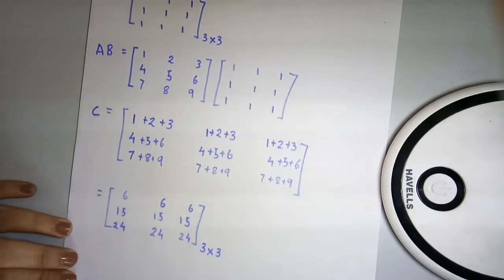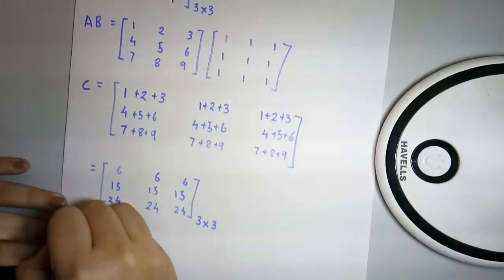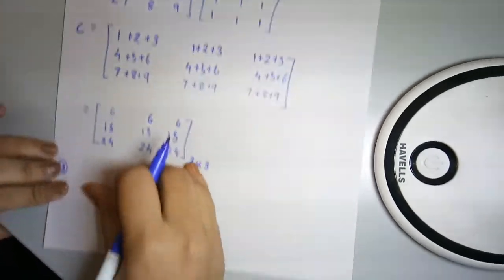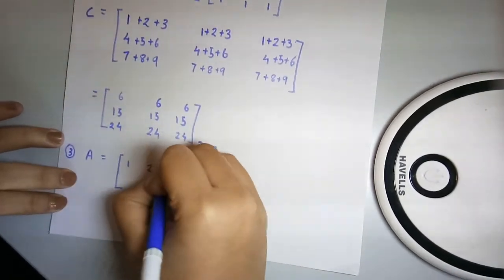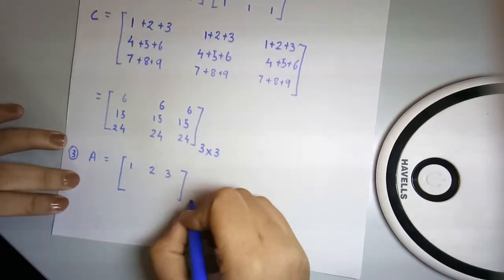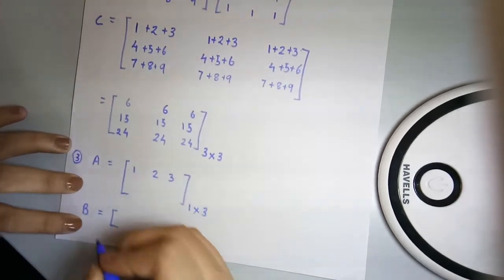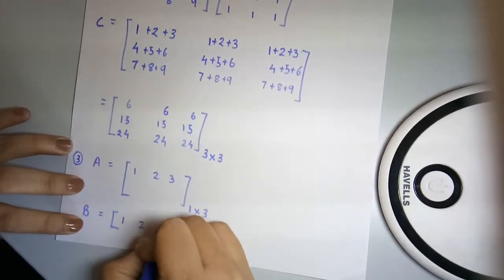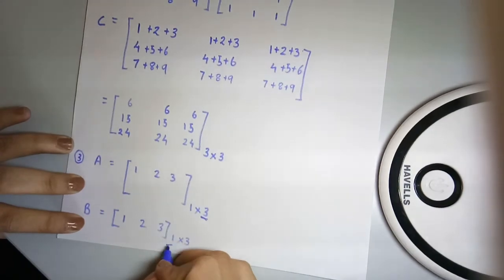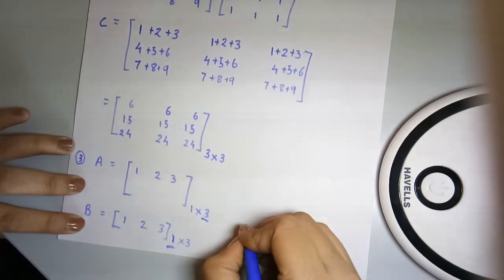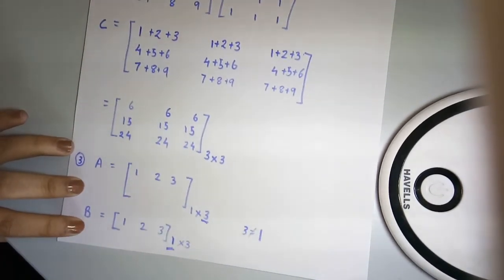So when do you say that two matrices cannot be multiplied? Let us see when that happens. Let's take a matrix A of the order 1 cross 3, and let's take another matrix B of the order 1 cross 3 again. As you see, the number of columns of A is not equal to the number of rows of B. Here 3 is not equal to 1, so these two matrices cannot be multiplied.